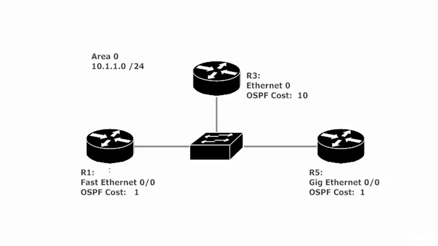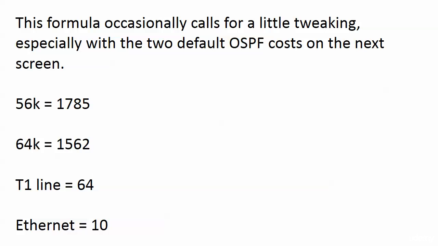And here's the lab that we're working with and the cost that we're working with right now. I say right now because the topology is not going to change, but those costs are going to change. Just put all three routers in area 0, 10.1.1.0/24. You can see that router 3's Ethernet 0 interface has a cost of 10, and router 1 and router 5 interfaces both have a cost of 1 as well. One being a Fast Ethernet interface, that's on router 1, and a Gig Ethernet on router 5.